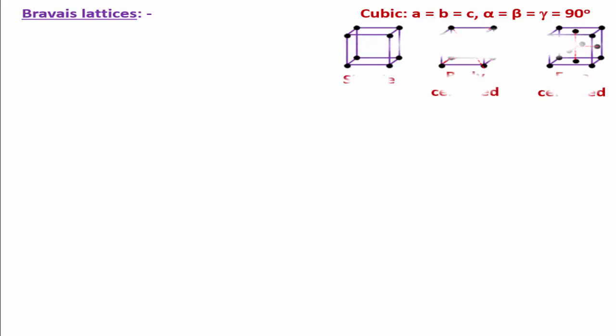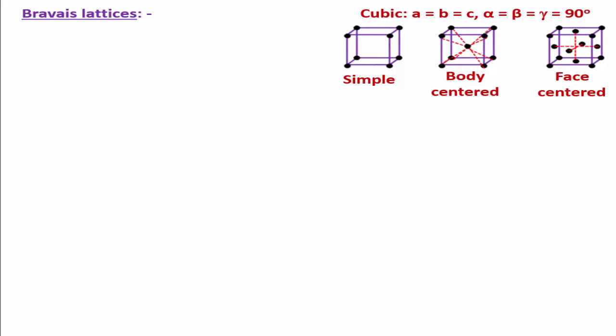Bravais introduced different crystal systems in the case of solid state. The first crystal system is cubic, where a = b = c. That means all the lengths of the edges of the unit cell are the same. All three angles alpha, beta, gamma are 90 degrees, and there are different lattices in the cubic crystal system.